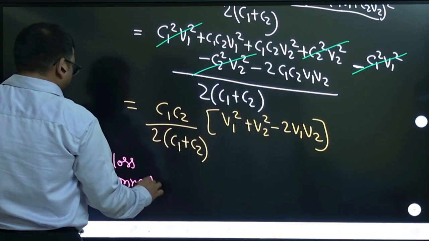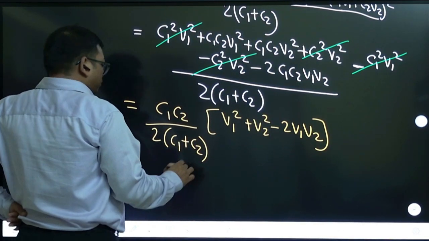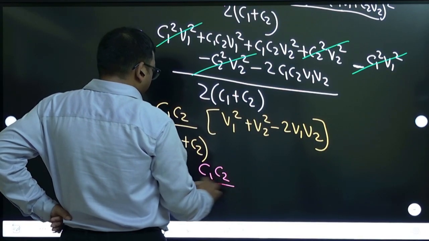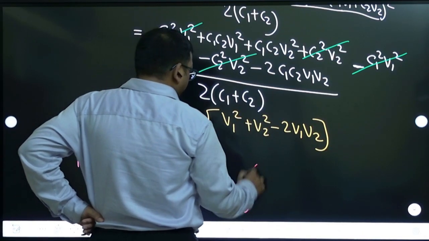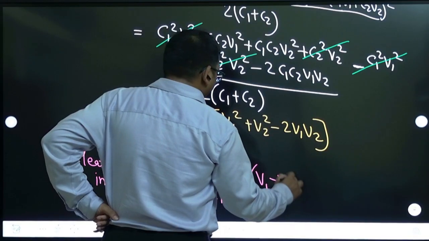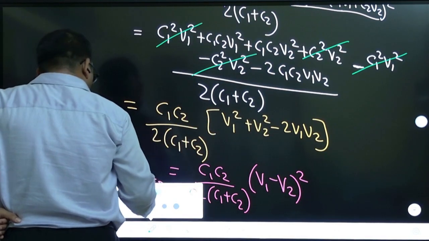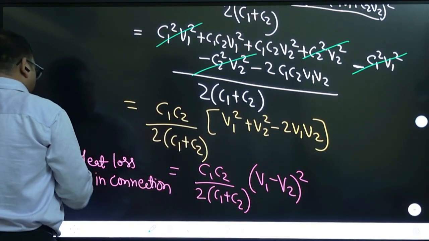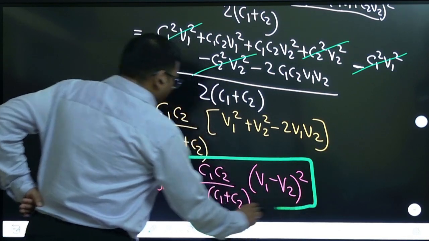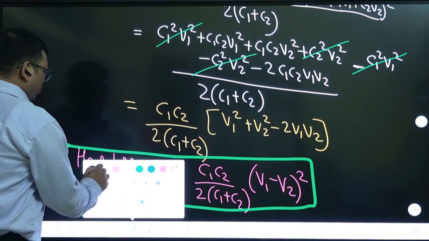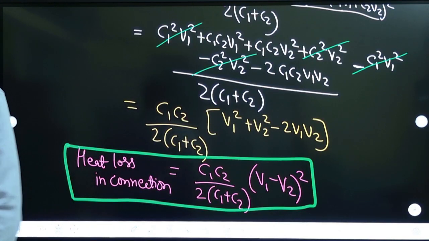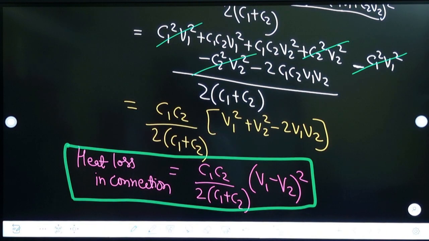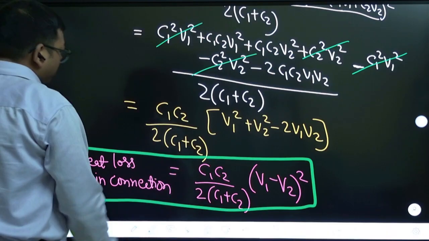Heat loss in connection is equal to C1 C2 by 2 times C1 plus C2 times V1 minus V2 whole square. Remember this formula? This formula now you have to remember. Remember, this formula is only true when positive terminals are connected and negative terminals are connected. Okay. Then you can work out problems on this. So the heat loss topic is over.